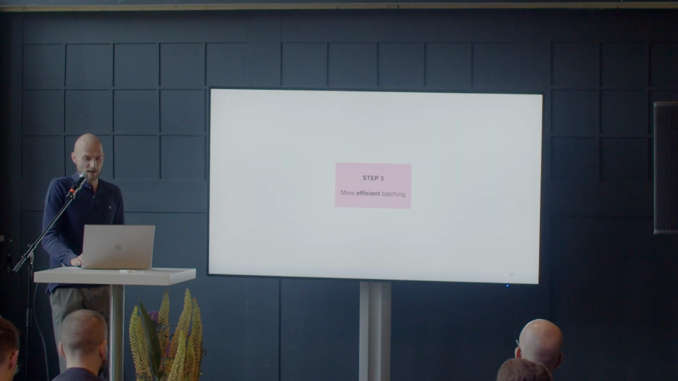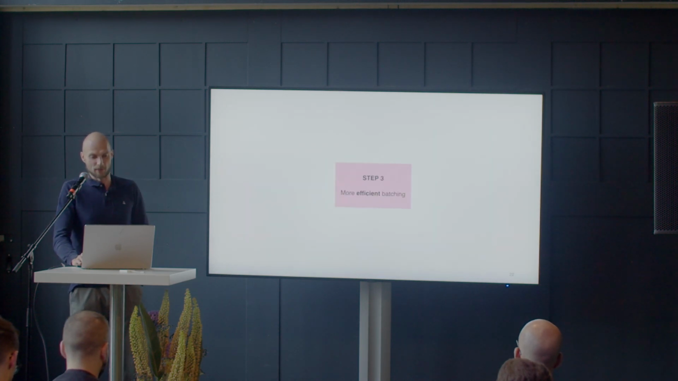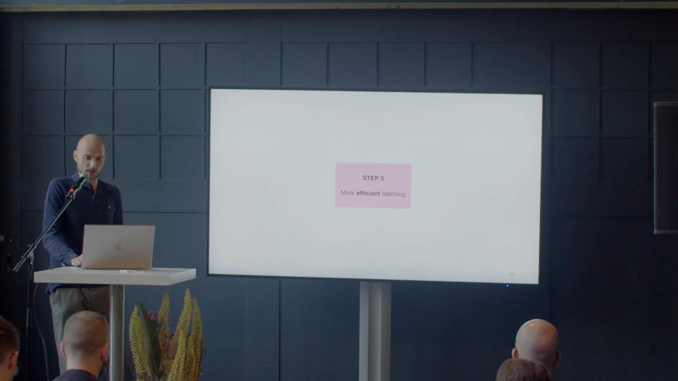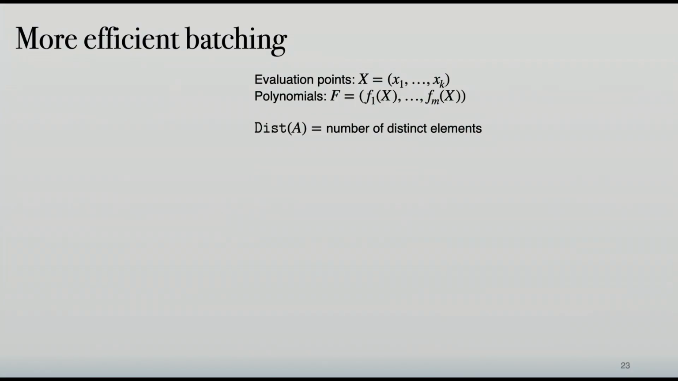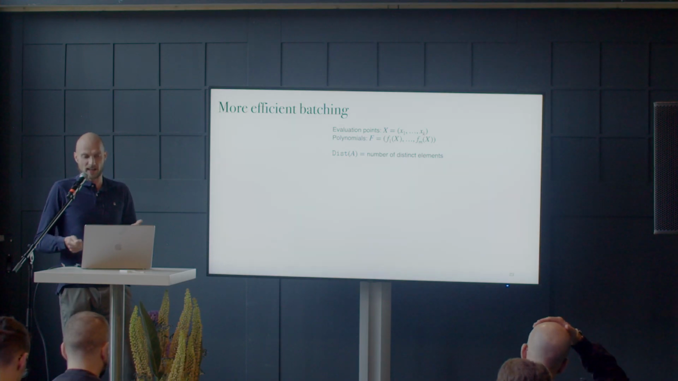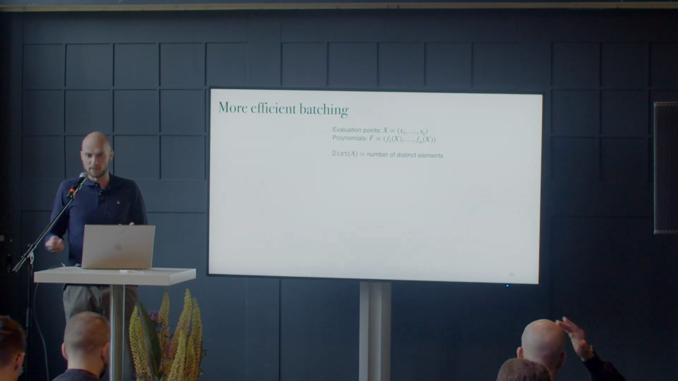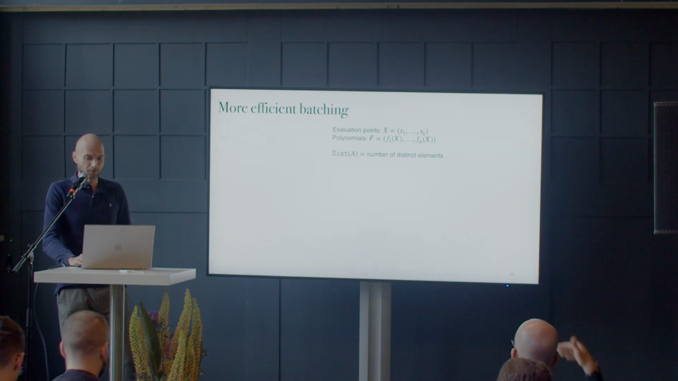Okay, so we have one step remaining, which is the most efficient batching. Or maybe it's not the most efficient batching, but it's a batching with a different trade-off, I would say. So let's have evaluation points x from x1 up to xk, and some polynomials f from f1 to fm. And let's use dist a to denote the number of distinct elements in a vector.